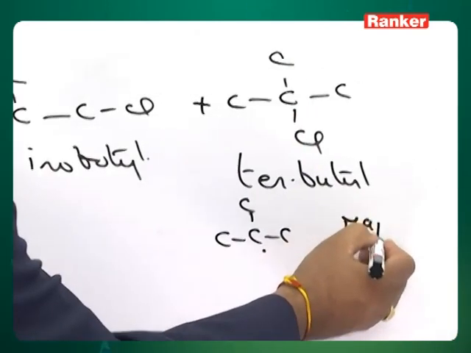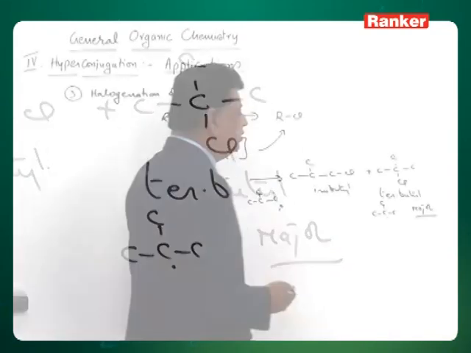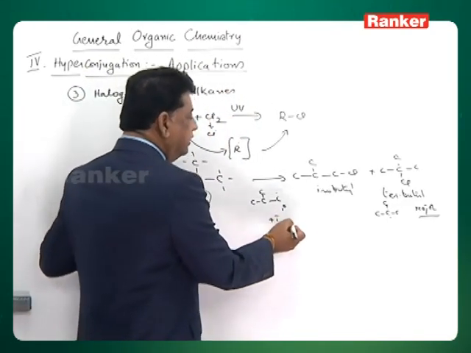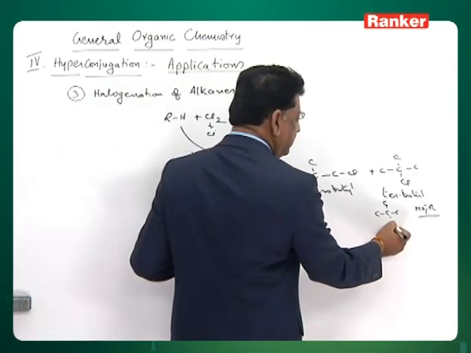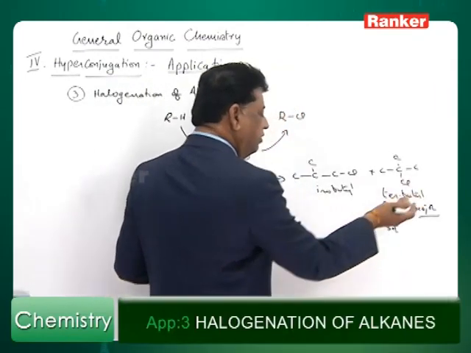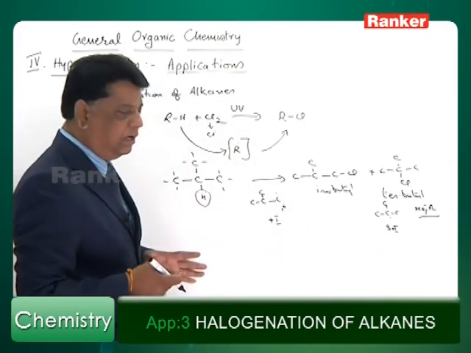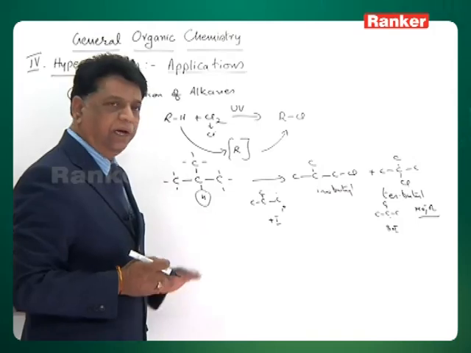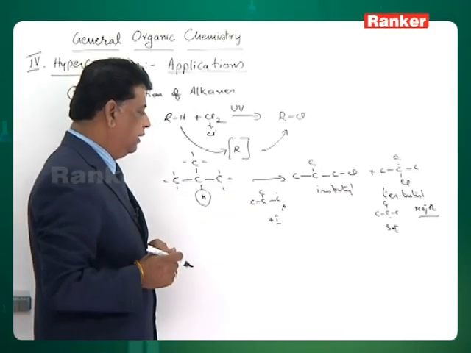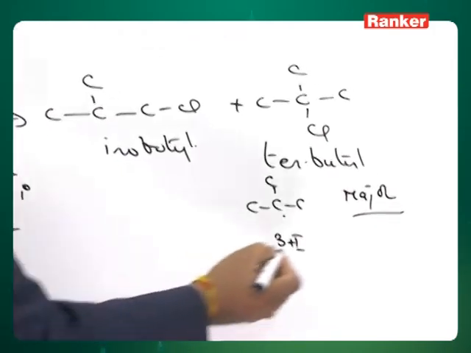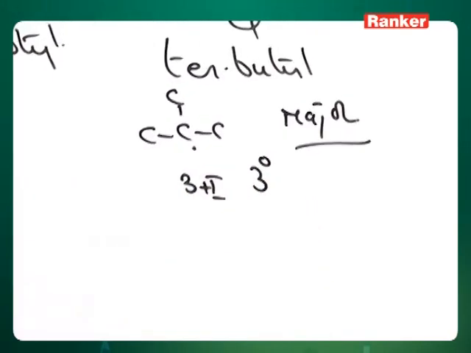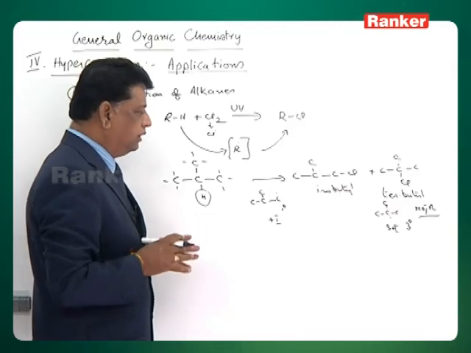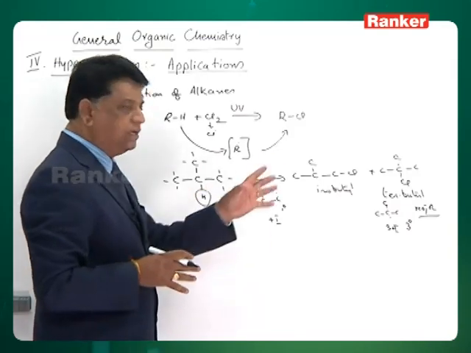So this identification of the major one is through the inductive effect, because it has 1 plus I effect, here 3 plus I effects are there. Therefore this is the major one. Hyperconjugation is not necessary. Based on the inductive effect, one can decide that it is the major one, because it is 3 degree. 3 degree free radicals are more stable than 1 degree. Therefore identification of the major one doesn't require hyperconjugation, the inductive effect itself helps.